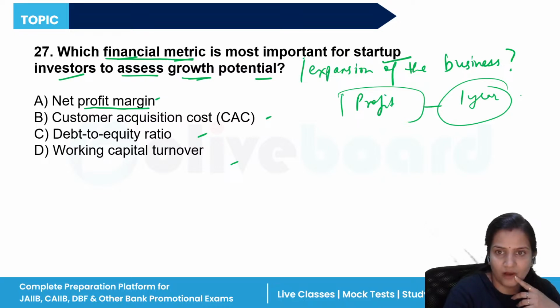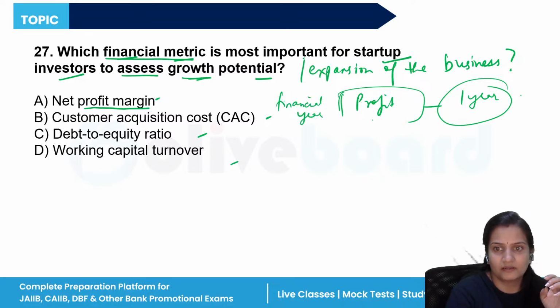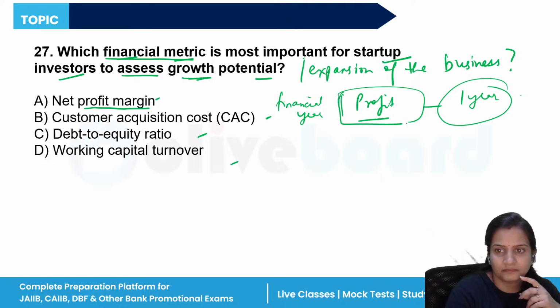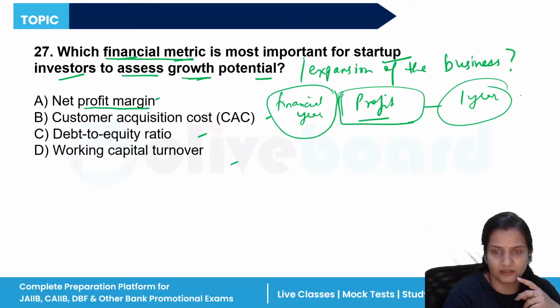Profit, how will you assess the profit? Annual profit will be assessed after the financial year closes. Then only you can assess whether you have a growth or not. Then only you can assess the growth potential. Tell me, after the end of the financial year.